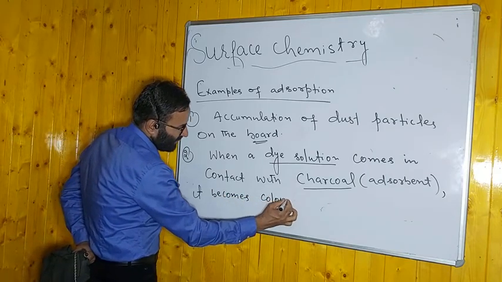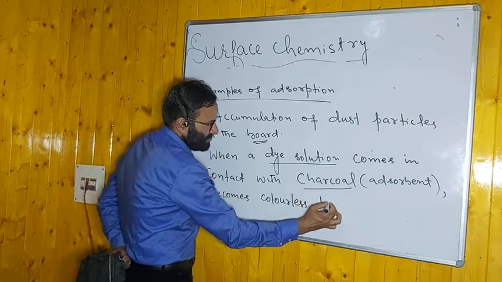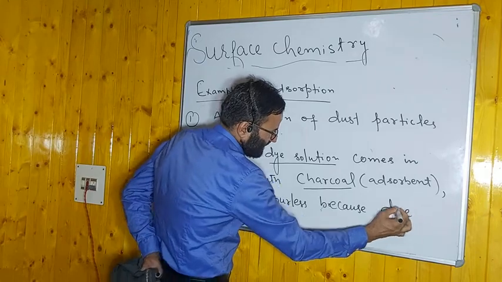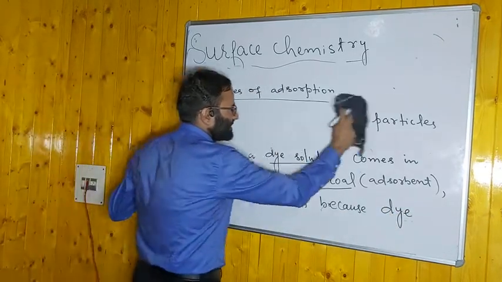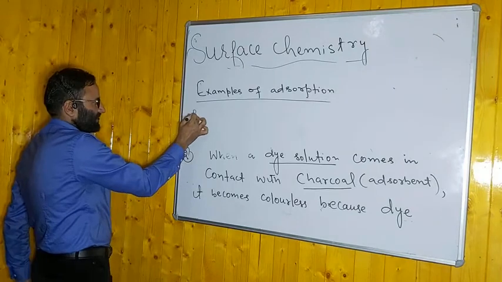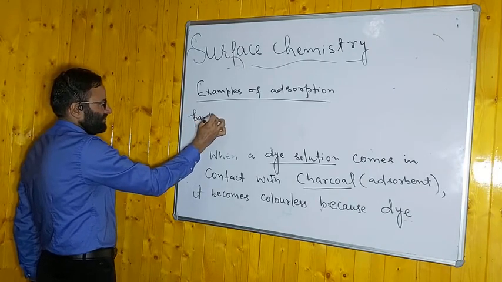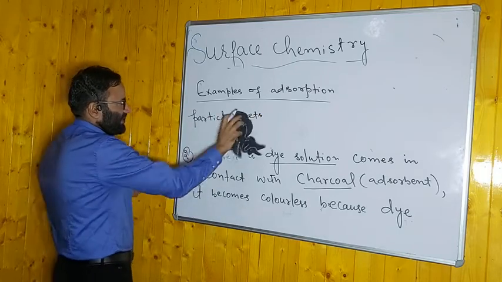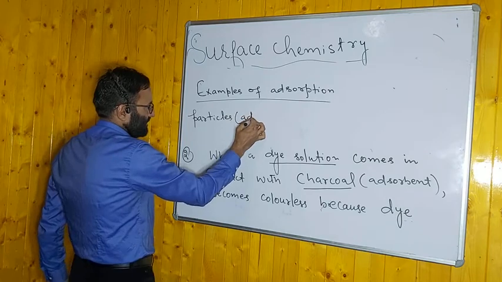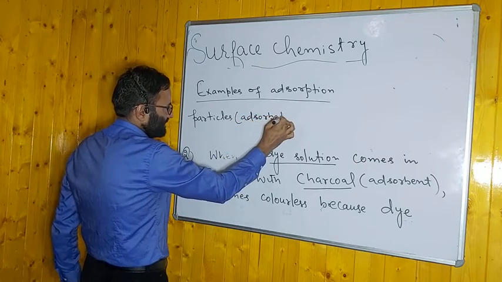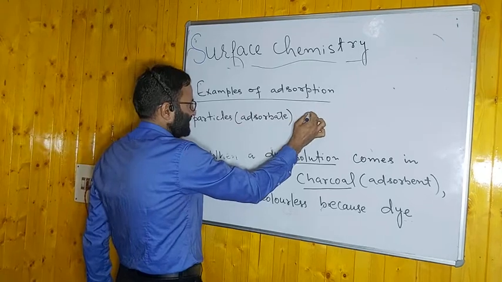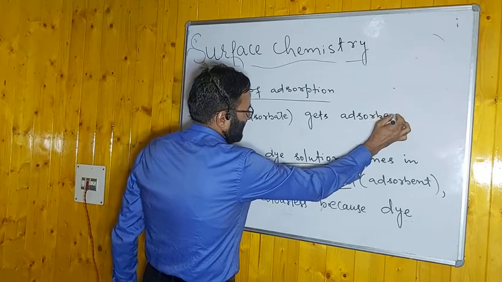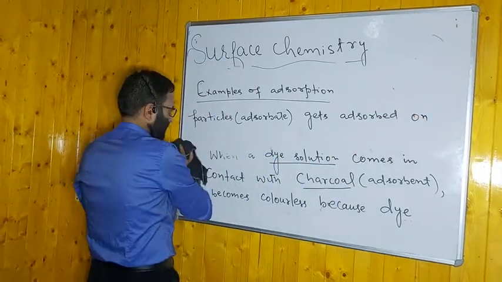Why does it become colorless? Because dye particles get accumulated. Because dye particles get adsorbed. Dye particles means adsorbate. Dye particles get adsorbed on the charcoal surface.